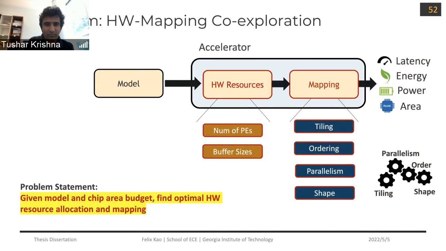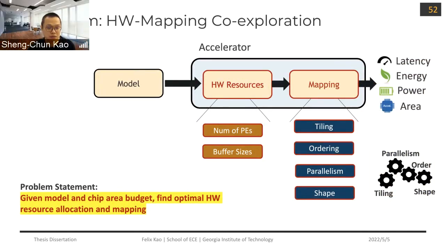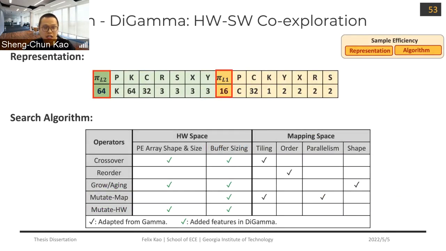For the first work, we are targeting hardware-mapping co-exploration. The problem formulation is like this: given a model and chip area budget, we want to find the optimal hardware and mapping together. Here we have a work called DiGamma, which essentially changes the representation and search algorithm of Gamma, by adding new genes and also adding a new operator for hardware.